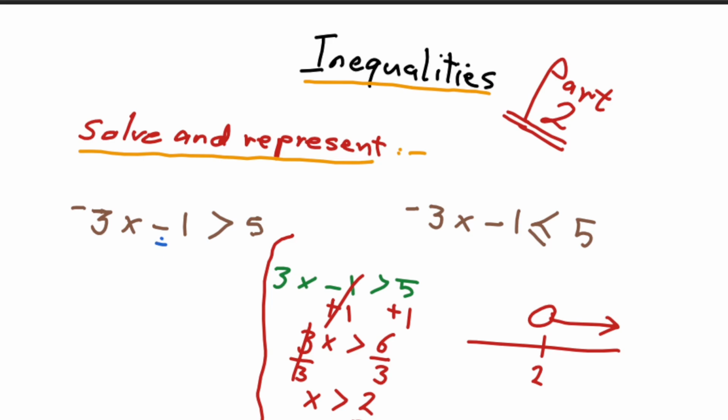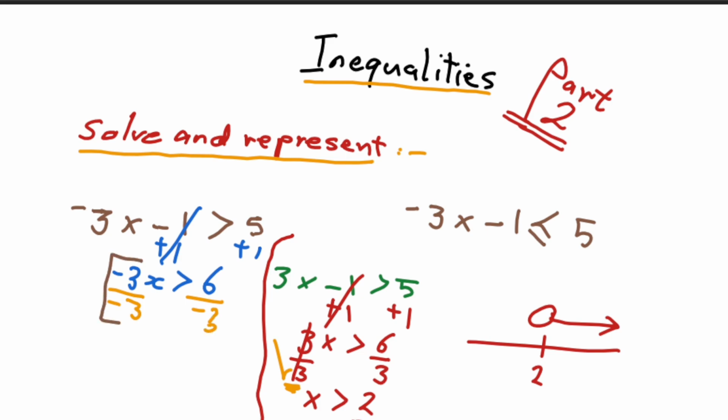Similarly, we'll do plus 1 and we'll do plus 1 here. On the left side, we have negative 3x is more than 5 plus 1 is 6. Now what we will do here is we will divide by negative 3. Here we divide it by 3, right? So here we'll divide by negative 3 because it's negative 3x. Negative 3 divided by negative 3 is just gone. So we have only x left.